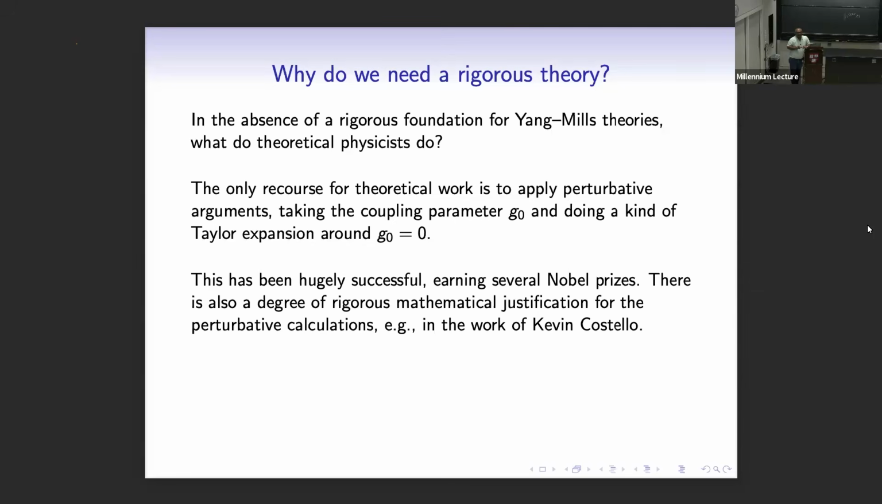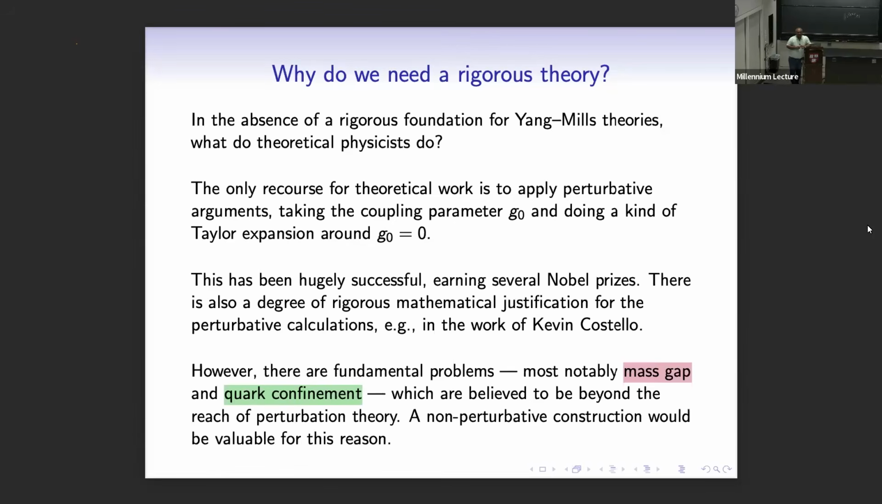There is also some degree of rigorous justification for these perturbative calculations, for example, in this work of Kevin Costello. However, there are some fundamental problems, for example, this mass gap, and also this problem of quark confinement. These are believed to be beyond the reach of perturbation theory. Particularly for quark confinement, you really need a non-perturbative construction. So the perturbative calculations, which is the most that the physicists can do with the physics approaches, don't suffice. This is important.